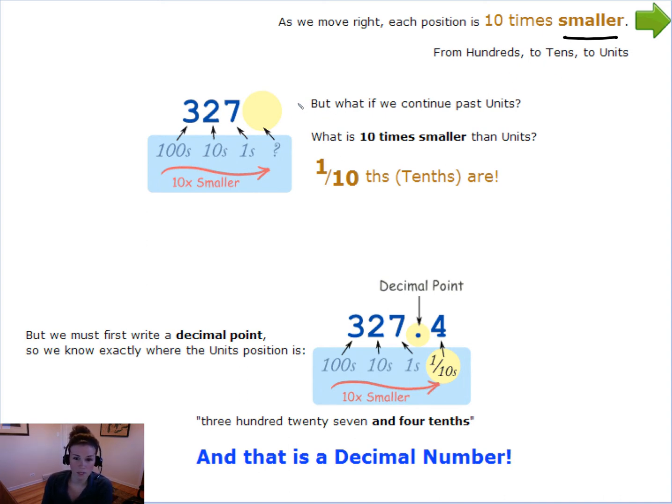But what if we were to continue past the units? What's 10 times smaller than units? That would be 1/10, which we call the tenths position. But first we have to write the decimal point so we know exactly where that units position is. So we add the decimal point here, and then after that we have the tenths. So this number would be 327 and 4/10.